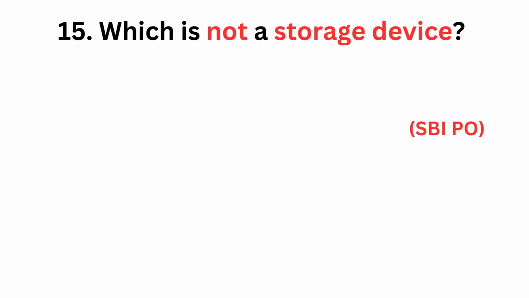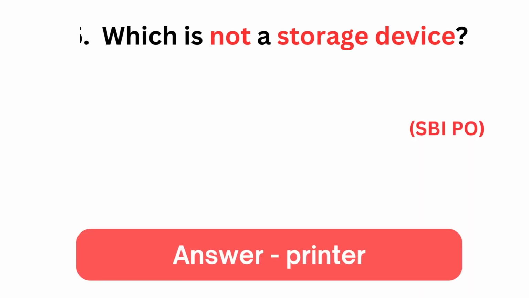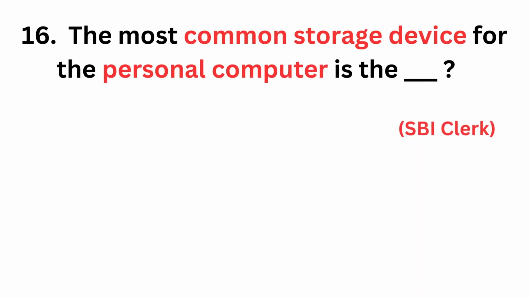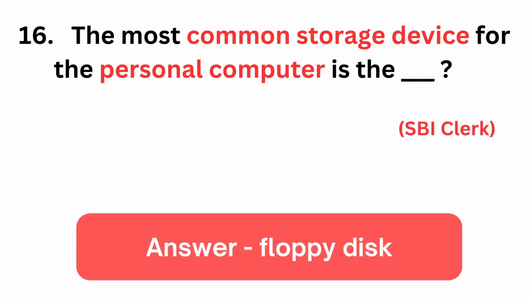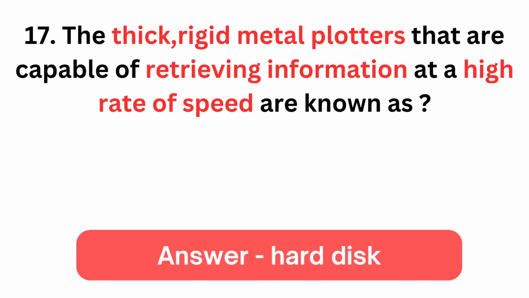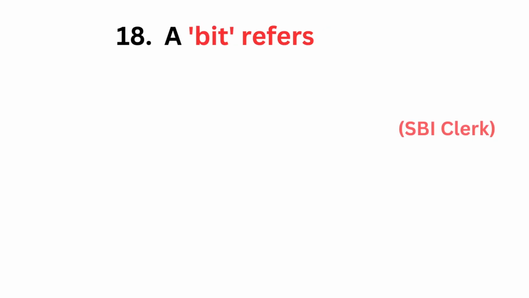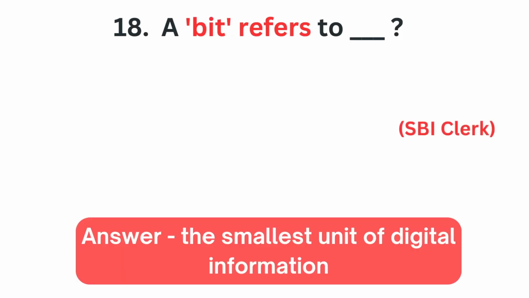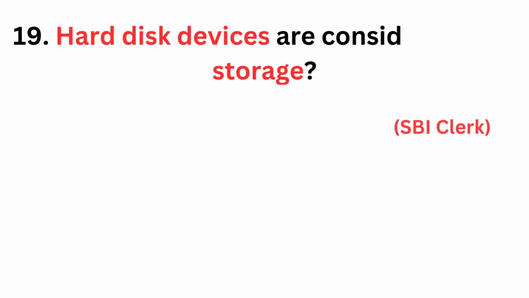Which is not a storage device? Printer. The most common storage device for the personal computer is the what? Floppy disk. The thick, rigid metal platters that are capable of retrieving information at a high rate of speed are known as hard disk. A bit refers to what? The smallest unit of digital information.